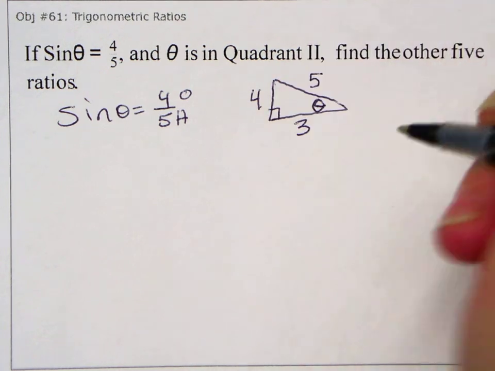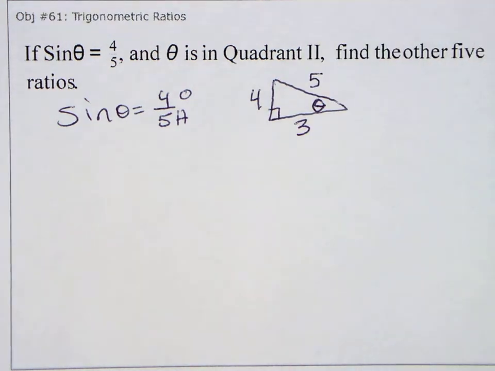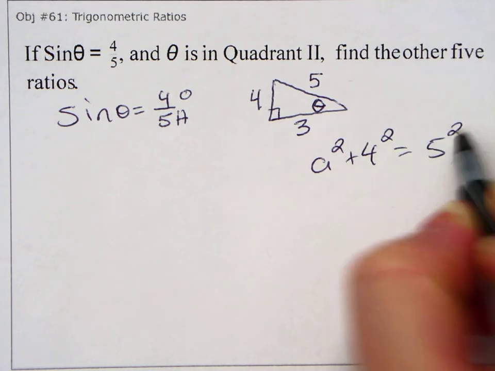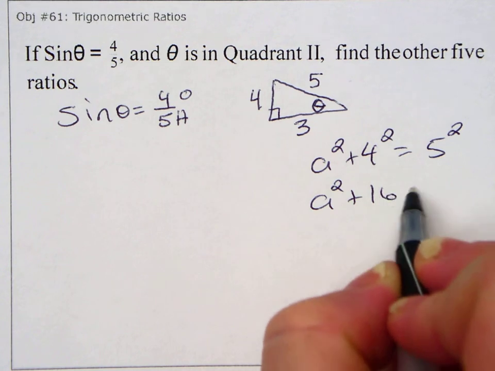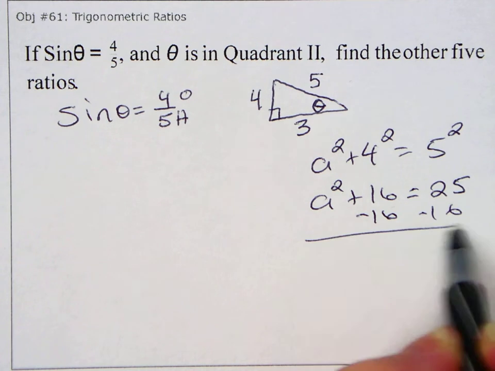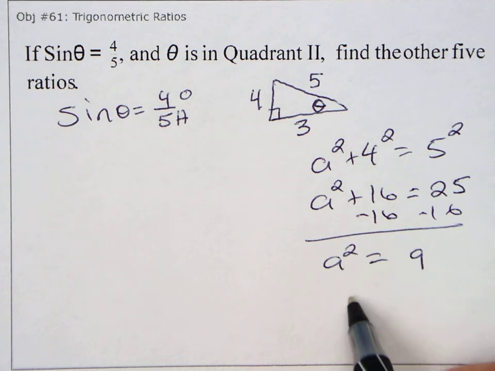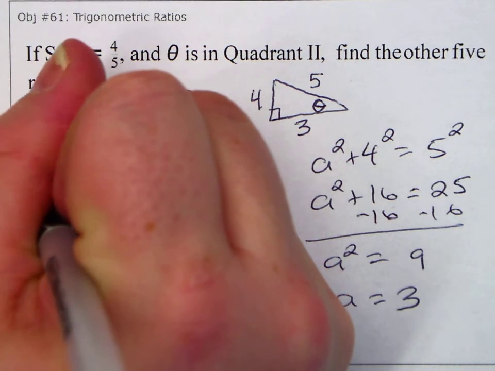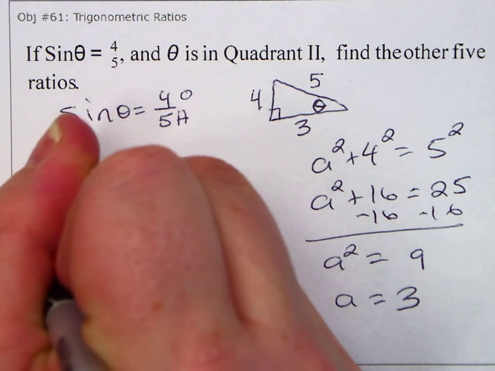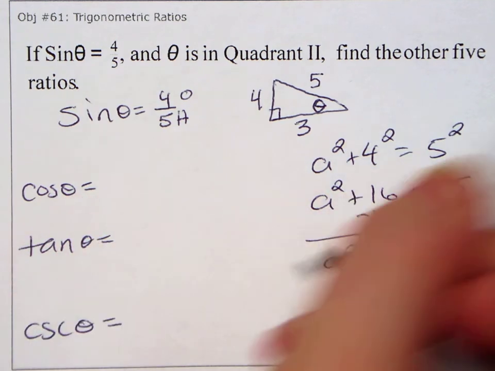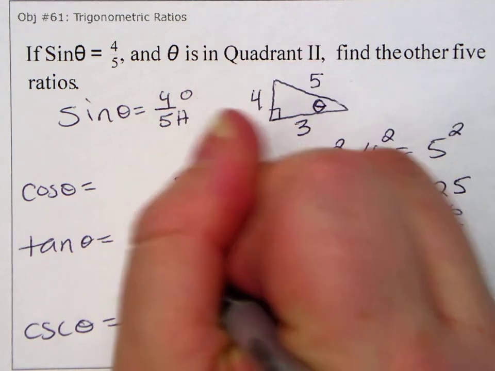It's a 3. But if you don't know it, you can do the Pythagorean theorem. A squared plus 4 squared equals 5 squared. A squared plus 16 is 25. Subtract 16. A squared is 9. Square root of 9 is 3. Okay? All right, so now let's write the other 5, right? We have sine. So cosine, tan, cosecant, secant, cotan.